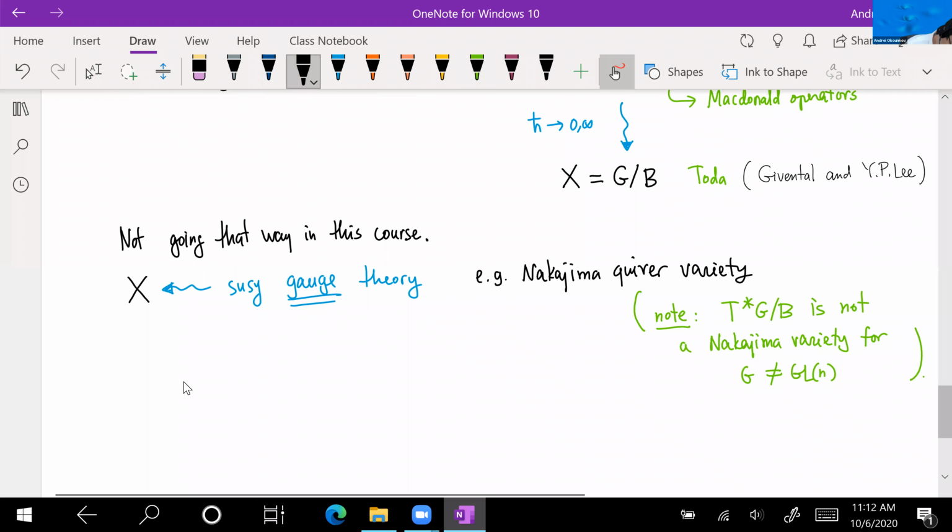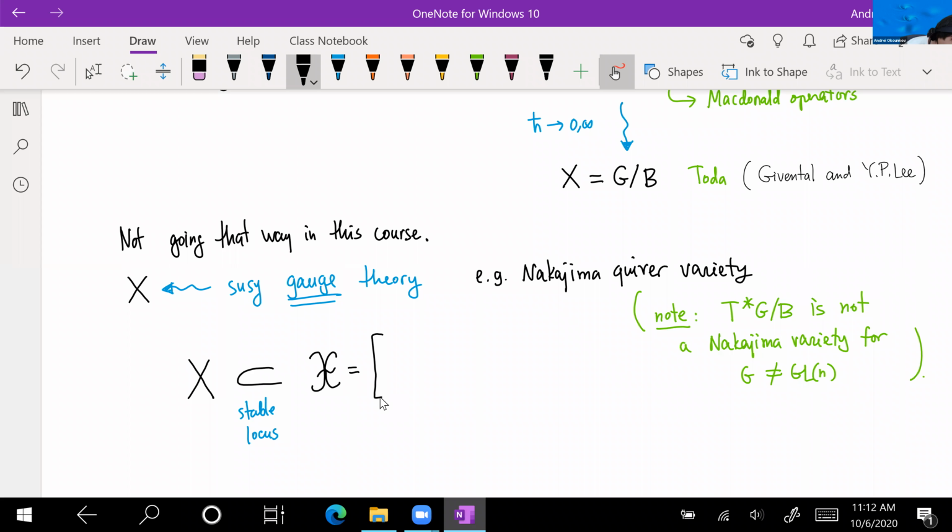And so in particular, X is the stable locus in some quotient stack, X twiddle. That's the corresponding quotient stack, and in the case of a symplectic variety, you take the pre-image of the moment map and divide it by the group G.